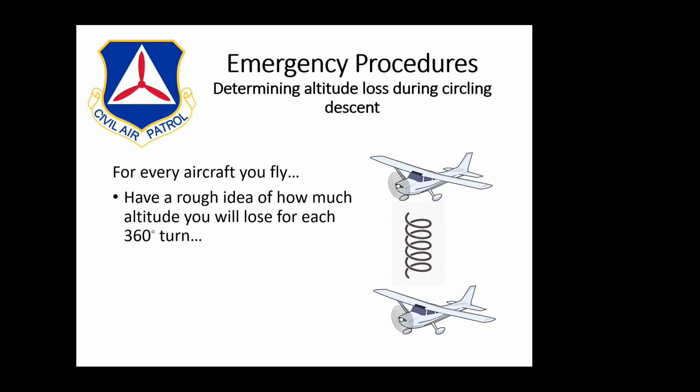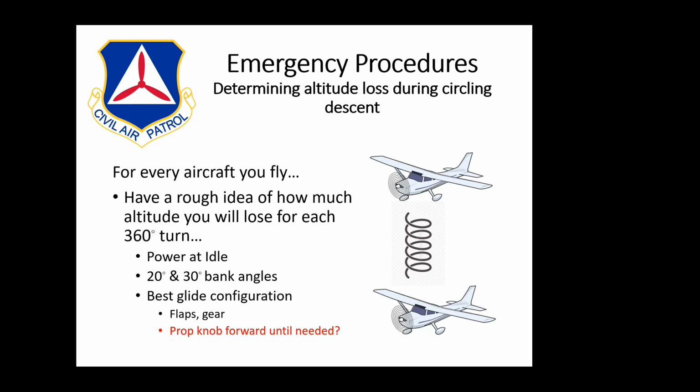So here's a procedure. Do this on an emergency procedures clinic. As you're climbing up and you're having a simulated engine failure, you've reached your airport or off-field landing site that you want to come down on, go ahead and let's do this. Let's put the power at idle. And we're going to measure 20 and 30 degree bank angles. Best glide configuration, flaps as appropriate, or gear, depending on the aircraft you're in.